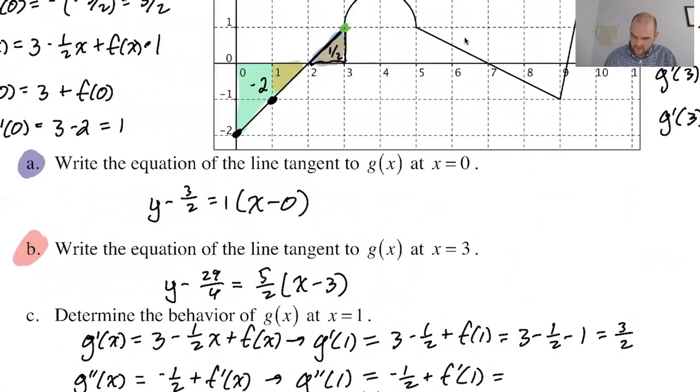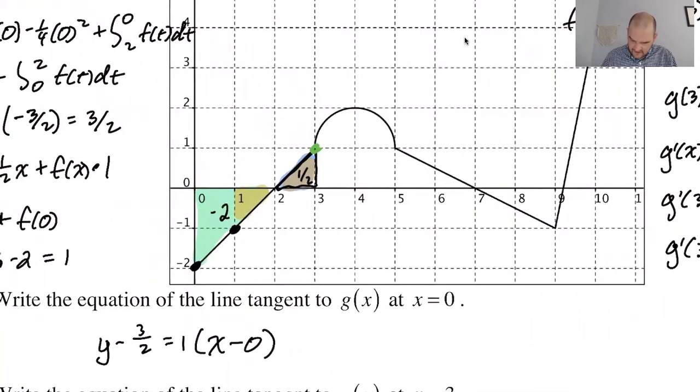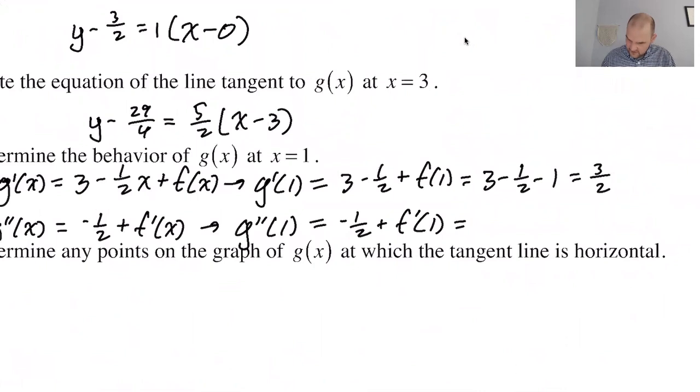Well, now we need f prime of 1. So this is the graph of f, which means that f prime of 1 is the slope of this graph at x equals 1. If you look at the curve, or the graph, at x equals 1, it's this line. And that line has a slope of positive 1, which means f prime of 1 is 1. So this will be negative 1/2 plus 1, which is 1/2.